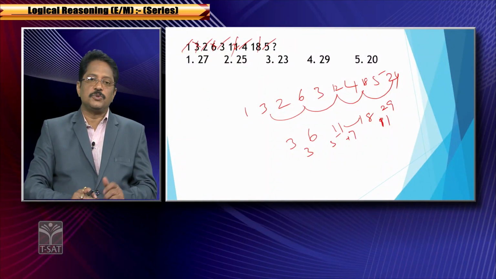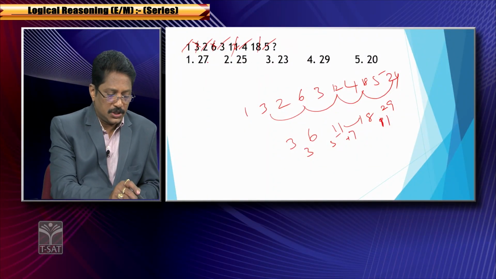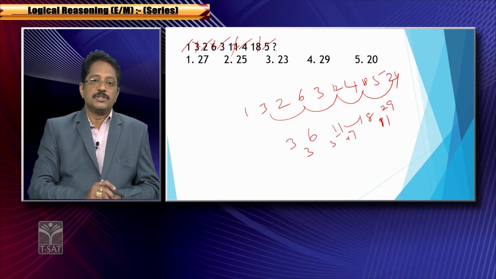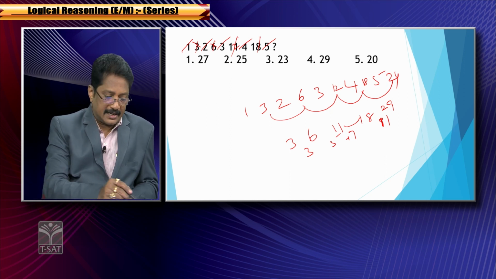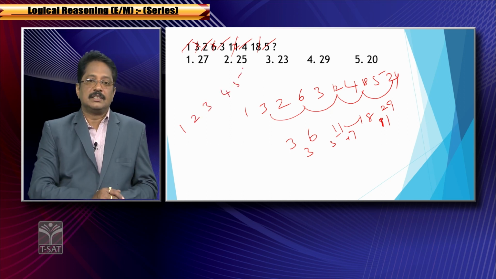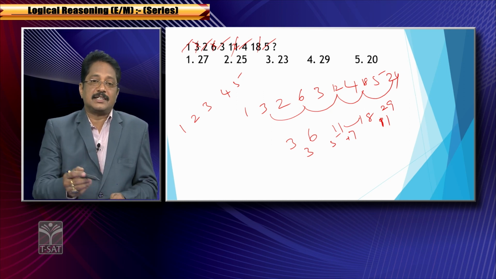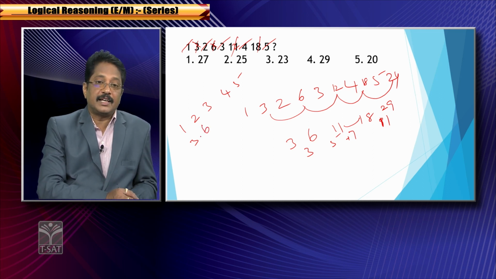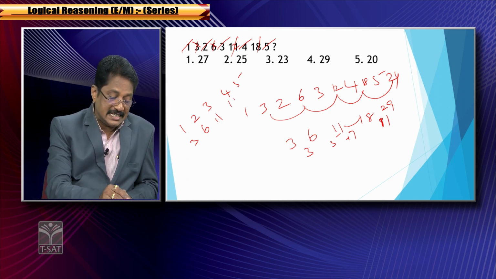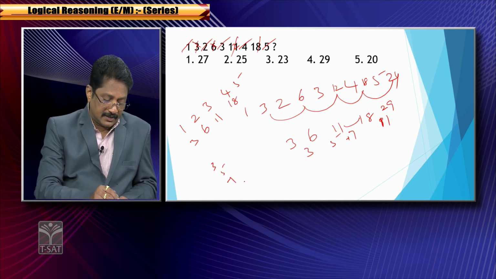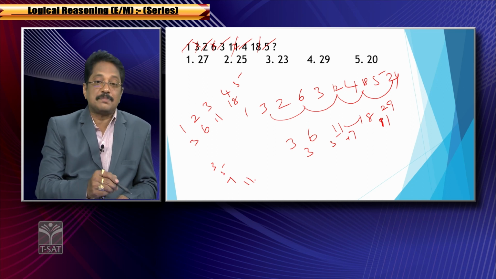This is a combination of 2 series, that is 1, 3, 2, 6, 3, 11, 4, 18, 5, and the missing number is to be found. So I am taking alternate numbers. The alternate numbers are 1, 2, 3, 4, 5. Next is the second numbers alternately, starting with 3. 3 plus 3 is 6, 6 plus 5 is 11, 11 plus 7 is 18. So you are adding 3, 5, 7, 11.